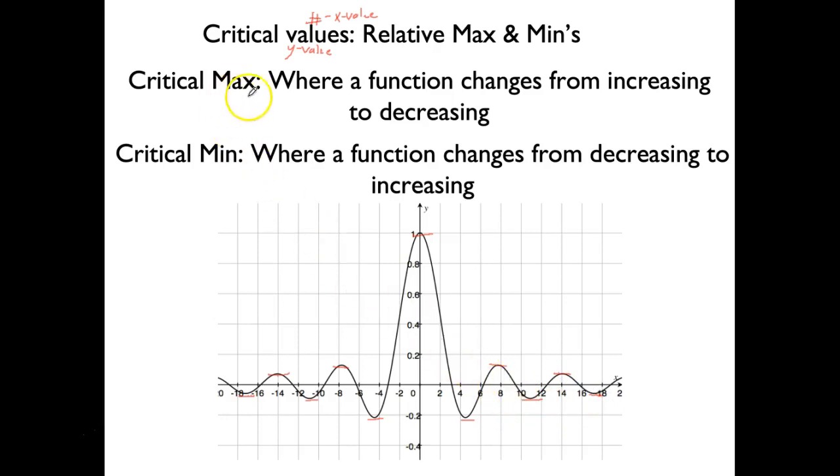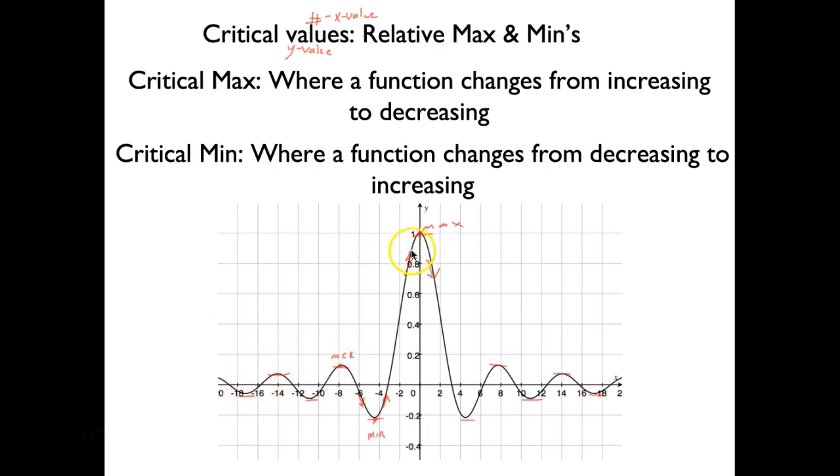Okay, so a critical max is where the function changes from increasing to decreasing. I hope that makes sense there. Like this is a max value right here. It went from increasing to decreasing, so that would make this a max. Okay, a critical min is where a function switches from decreasing to increasing. So like here, decreasing to increasing, so this has to be a min. Okay, this will be important for tomorrow. This would be a max. This would be a min, a max, a min.